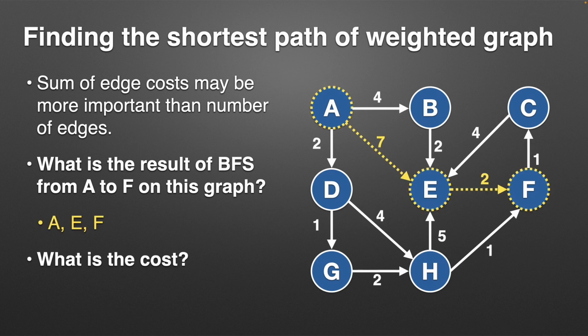So if we were to run a breadth first search on this from A to F, we might get something like this, right? Because it will minimize the number of edges that we have to travel through. And I don't think there's any way to get from A to F with less than 2 edges. So 2 edges is a pretty good solution. But if you add up the cost here, 7 plus 2 gives us 9. So that's our total cost from A to F. Do you see a route that gets us less than 9?